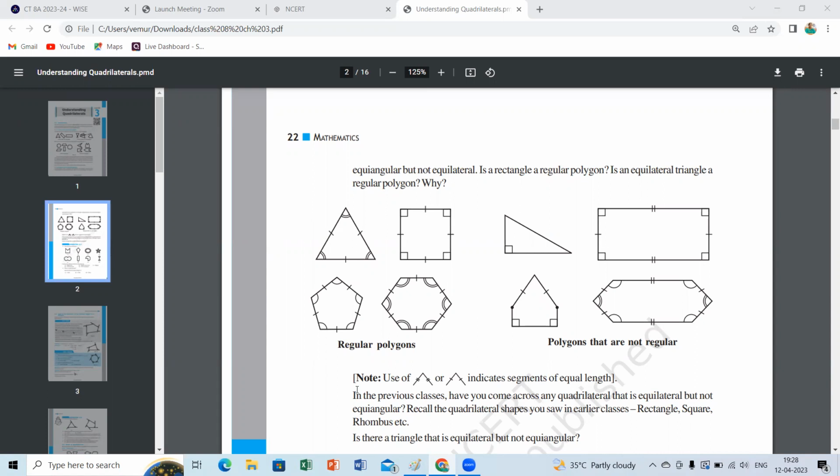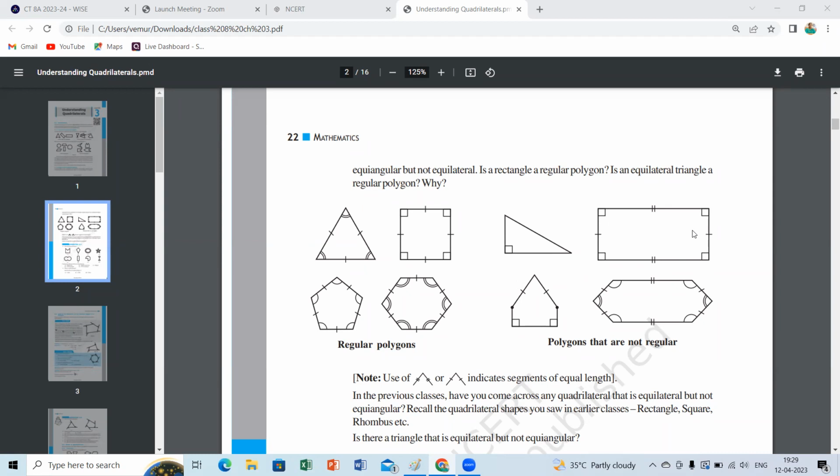That's not a regular polygon, it's irregular. Why? Because the angles are not the same, and the sides are also not the same. This figure is not regular. All sides are not 90 degrees. Is it regular? Yes, ma'am, it is regular.